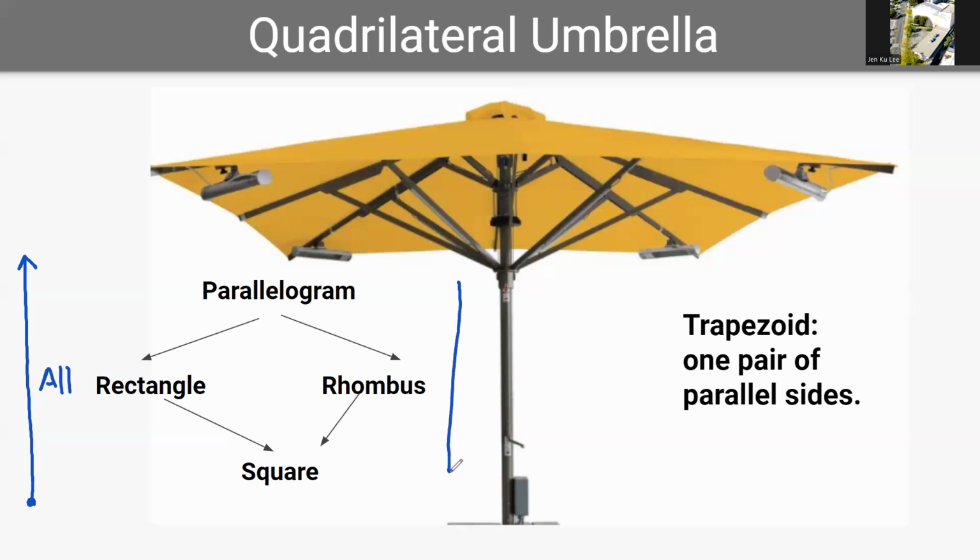Coming back down, I'm just going to put some. Okay. Some rhombuses are squares. Some parallelograms are rhombuses. Some parallelograms are rectangles. Some rectangles are squares. Okay. So that's how you can kind of see them.